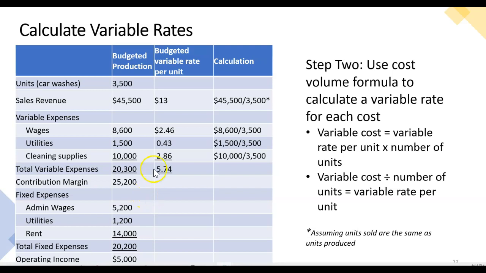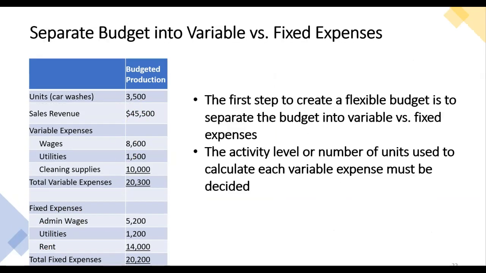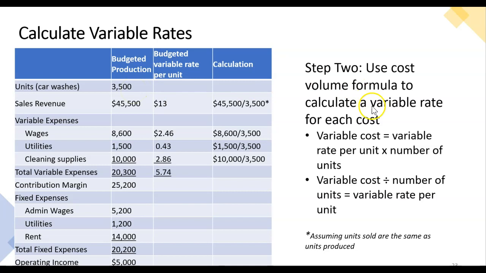The next step is to take our planning budget total and use that to calculate what our variable rate should be. And we're going to take that, and using our cost volume formula, we're going to calculate what the rate should be for each expense type. So we're going to take our total variable cost for wages and divide it by the number of car washes or number of units produced, which is 3,500, and that's going to give us a variable rate of $2.46 per car wash. So we'll do the same thing for utilities.